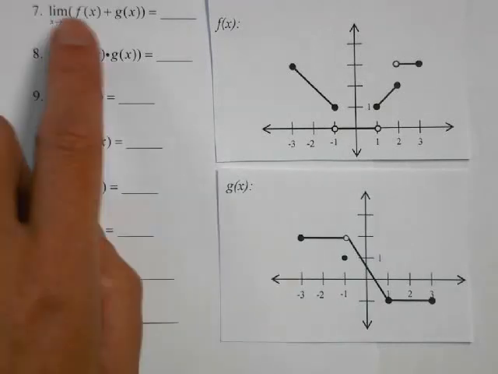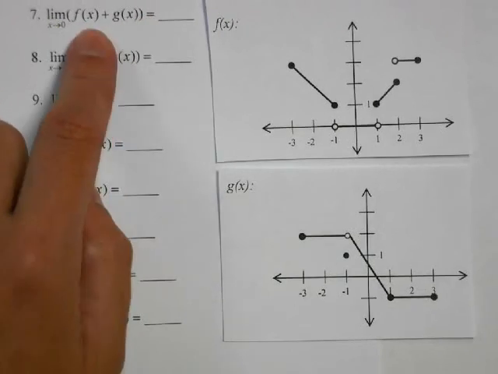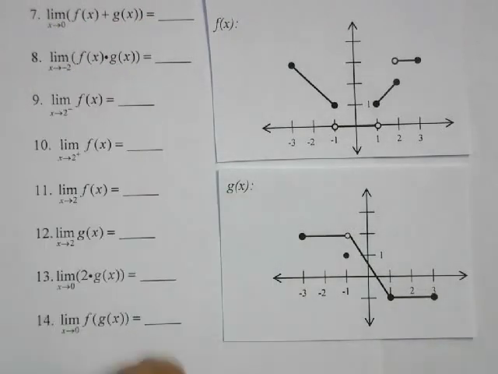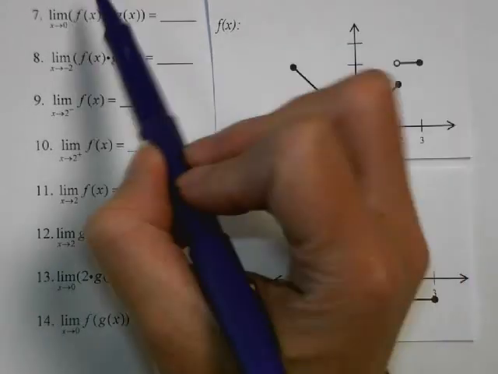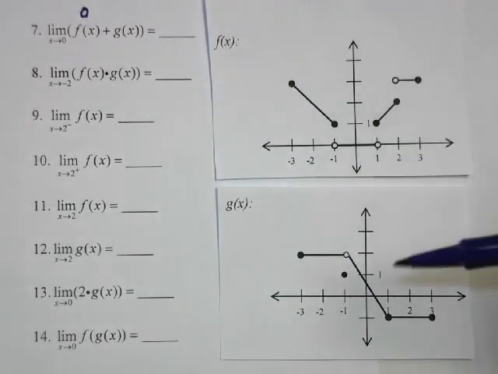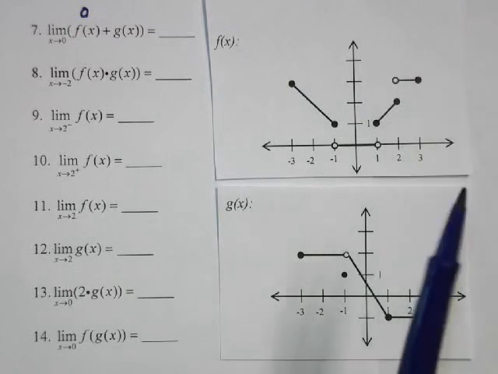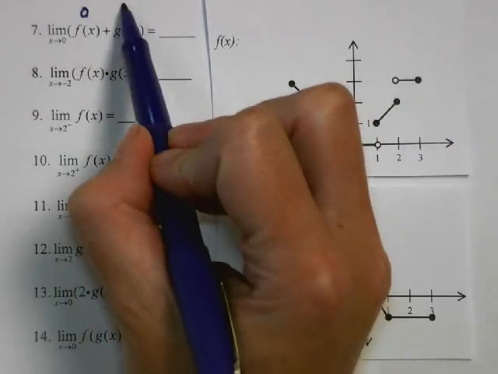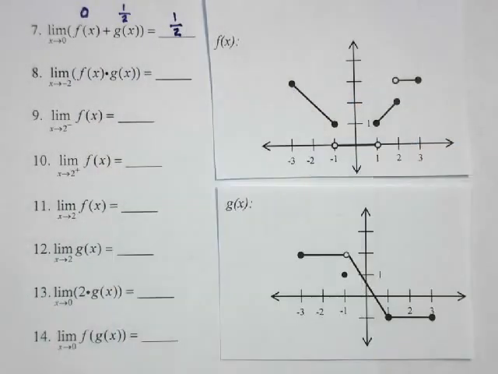Okay, now we're going to do some operations. So the limit as x approaches 0 of f of x plus g of x is going to equal the sum of those two limits. So f from both the left and the right is approaching 0. So this is going to be 0. And g of x is approaching from both sides that same location of 1/2 as x goes to 0. So this limit is going to be 0 plus 1/2, which will be 1/2.